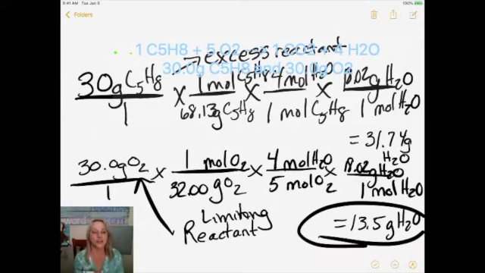So the maximum amount of product that we can make based on 30 grams of C5H8 and 30 grams of O2 is the smaller mass. In this case, that is 13.5 grams of H2O.